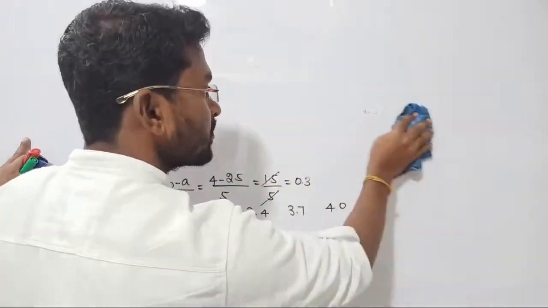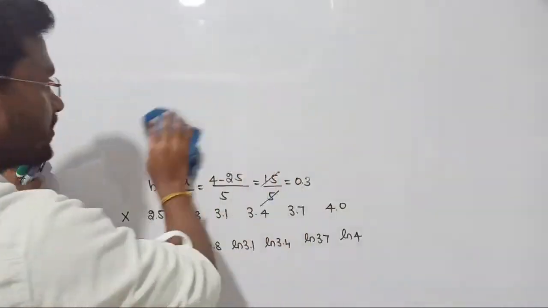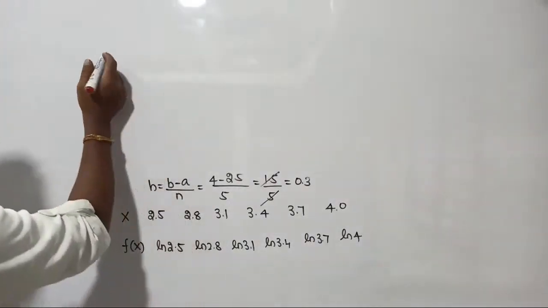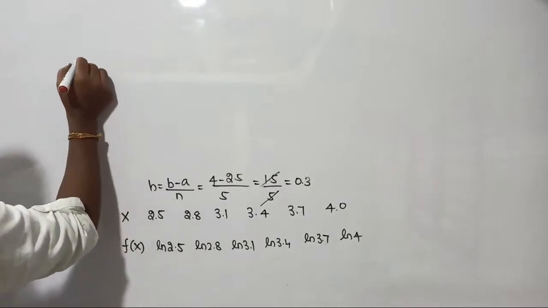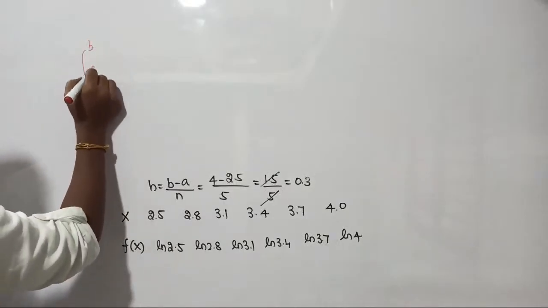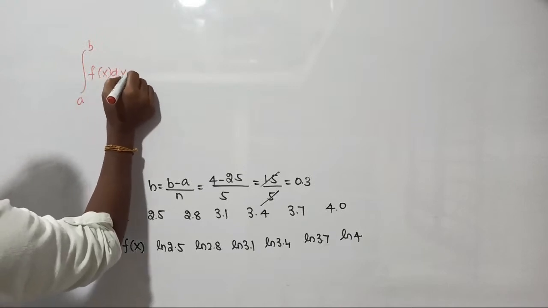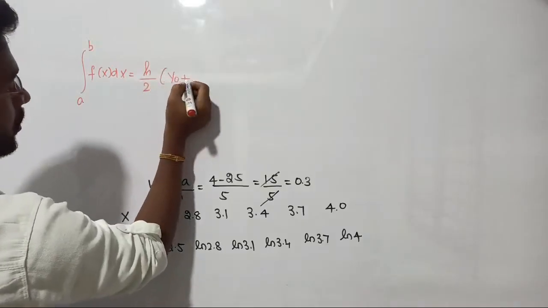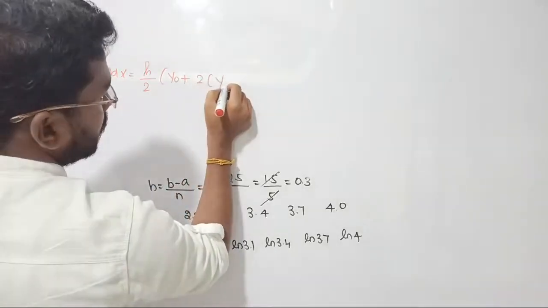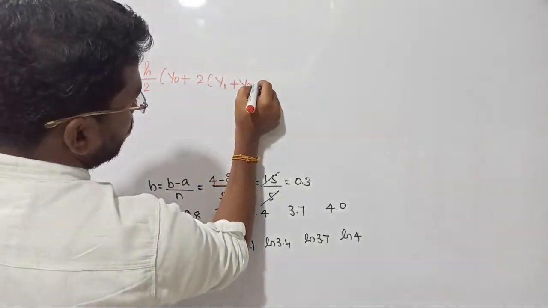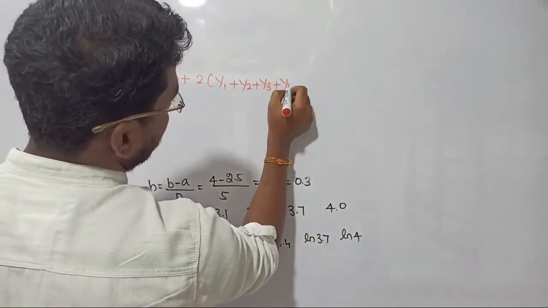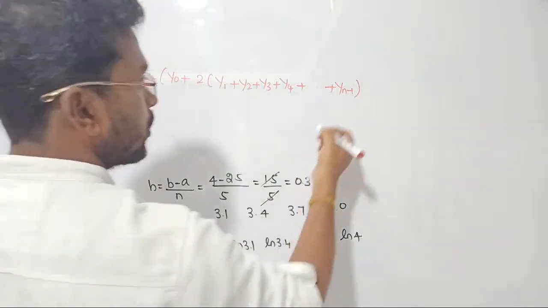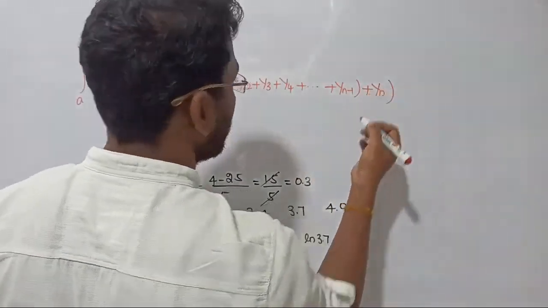So let me rub this one. Let me write down the formula. What is the formula in trapezoidal rule? We all know, while travelling from a to b with any function f of x dx, it can be calculated as h upon 2, with y naught plus in bracket twice of (y1 plus y2 plus y3 plus y4), all values will lie here. You should travel up to y n minus 1 and you are supposed to consider y n.